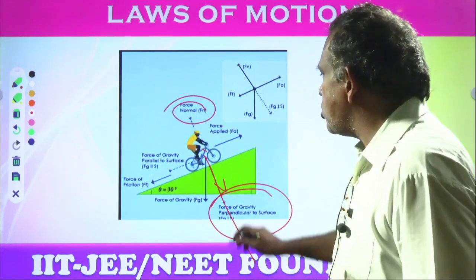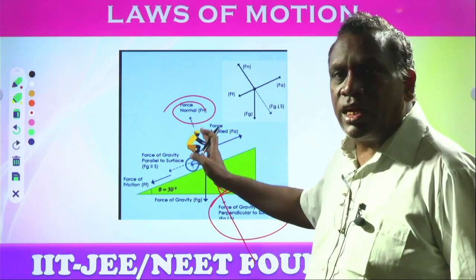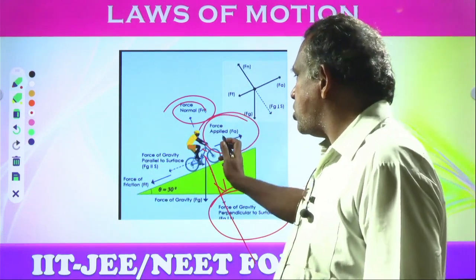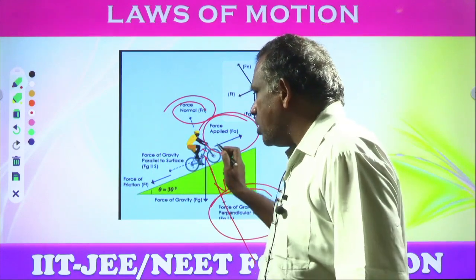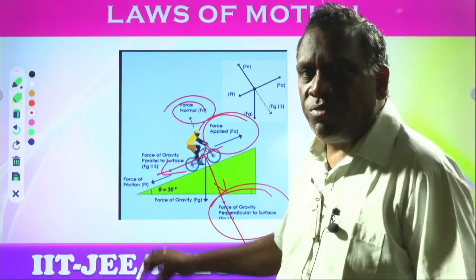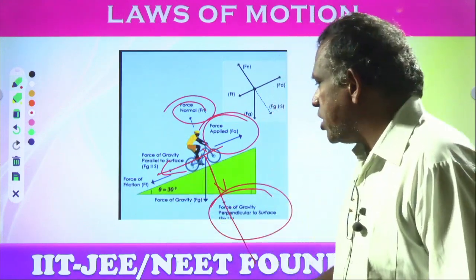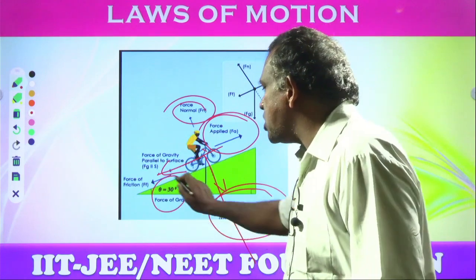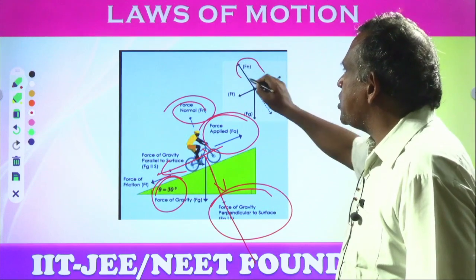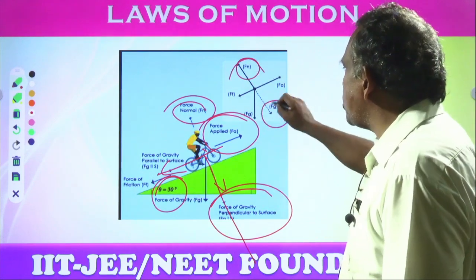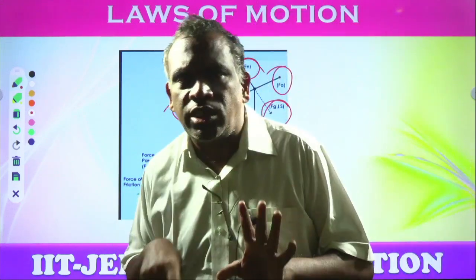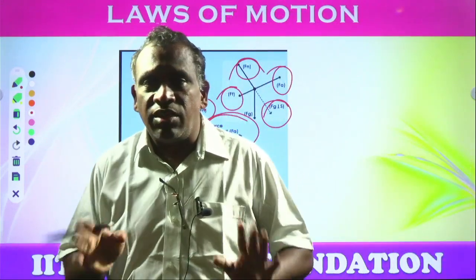And another force: you are riding a bicycle on the inclination, so there is an applied force here, and opposite to the applied force, parallel to the surface, there is a force called friction. So the frictional force should also be taken into consideration, and the angle of inclination is 30 degrees. So these are all the different forces: normal force, gravitational force, applied force and frictional force. All these forces are taken into consideration in the free body diagram.